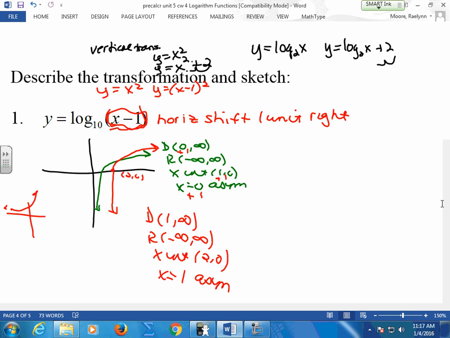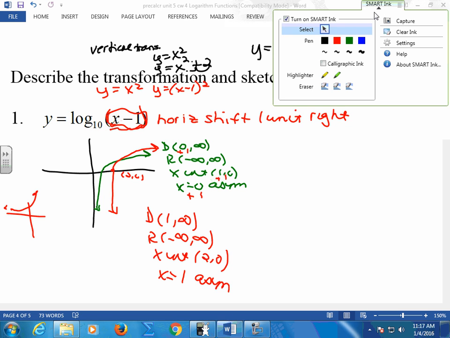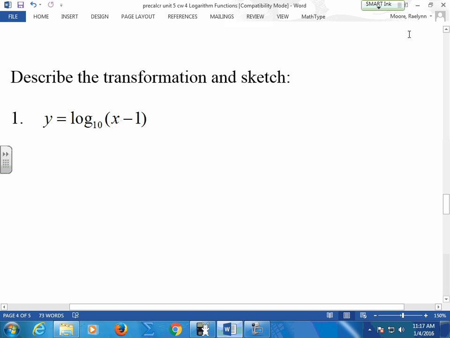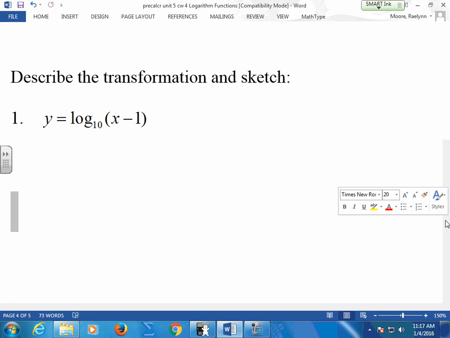You guys okay with this? Okay. Let's try another one. My room is falling apart.